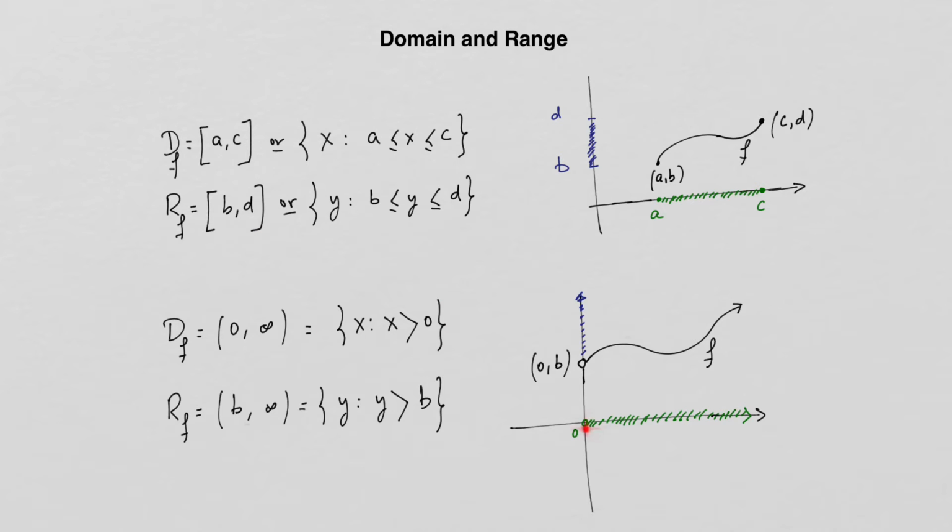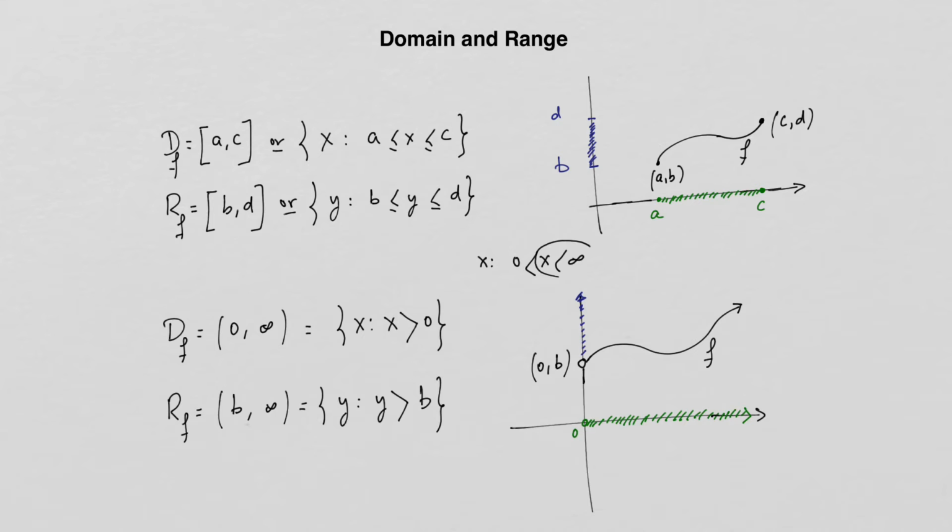How do you say it in the set notation? It is the set of x that is greater than 0. That is exactly what I wrote. X greater than 0. Don't write this. Don't say the set of x such that x is more than 0 and less than infinity.